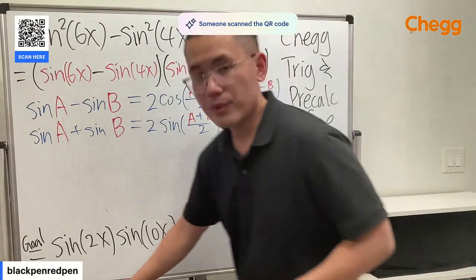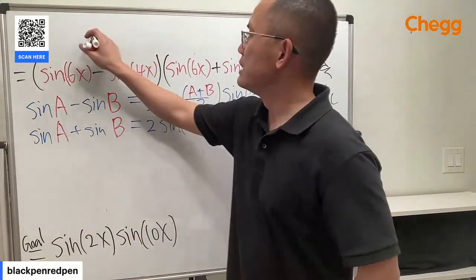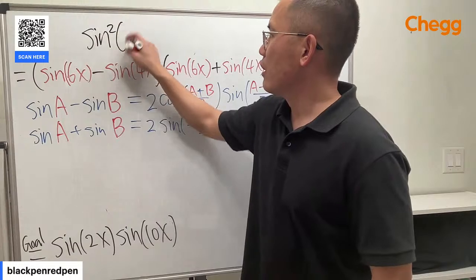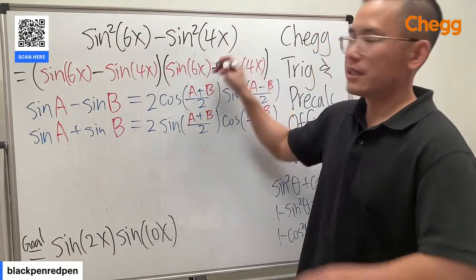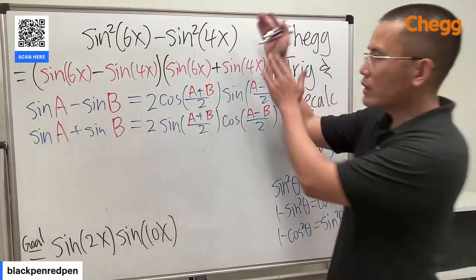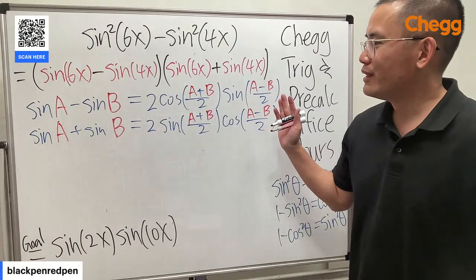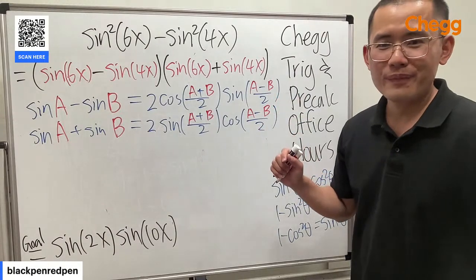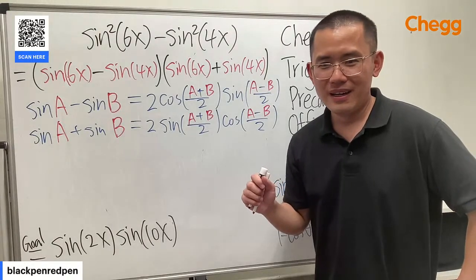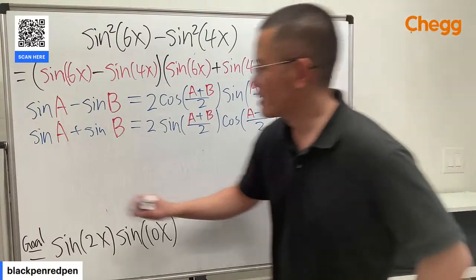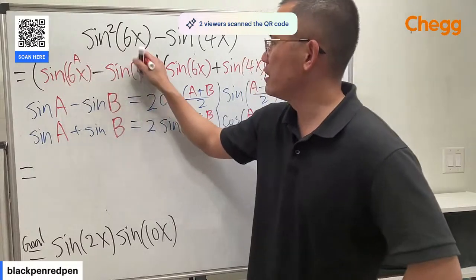Oh, so I'm going to rewrite the question right here. The question is sine square of 6x minus sine square of 4x. Yeah, and then we're trying to show that this is equal to that. And right now, I have this right here. Okay, let's keep going. So, for the first part, A is the 6x and B is the 4x.